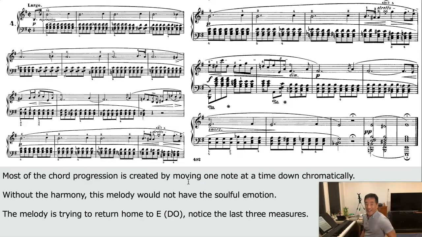Okay, so I said at the last line here, the melody's trying to get home to E. Notice the last three measures. So the last three measures is when we get to the fermata, and we reach this stopping point, and then we have a lot of E's before that. So let me play the harmonization of this, because it is kind of interesting when we get to this E.